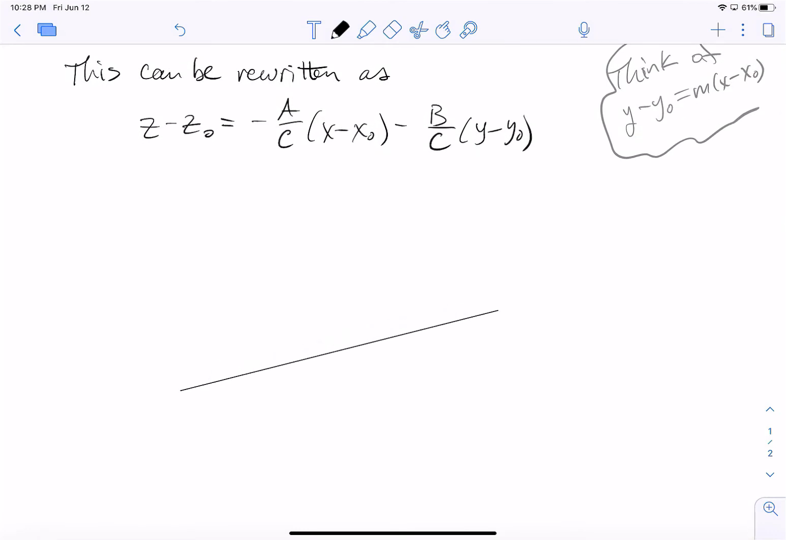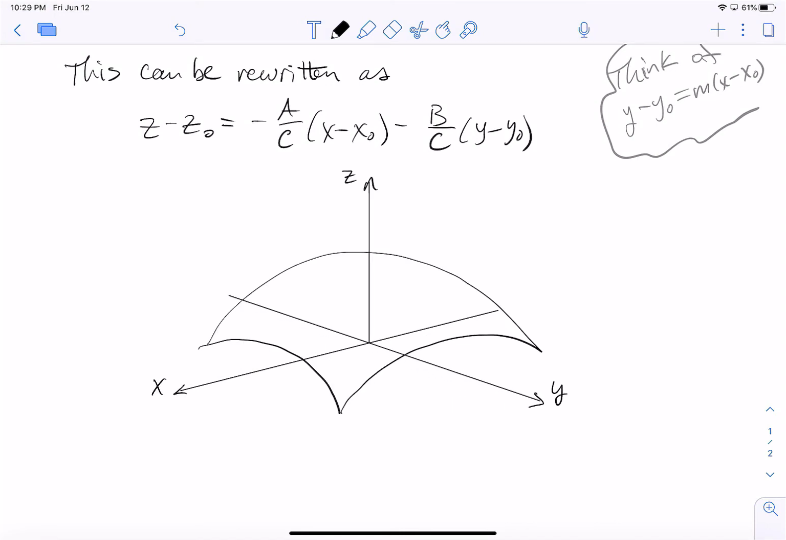Now that we've made that connection, I want to connect this to what we saw in a previous video regarding partial derivatives. Here's a surface. Let's say it's z is f of x, y. And we're going to consider a point in the xy plane, call it x0, y0. Associated with that point is a point on the surface that I'm going to call P, and we'll say it has coordinates x0, y0, z0.